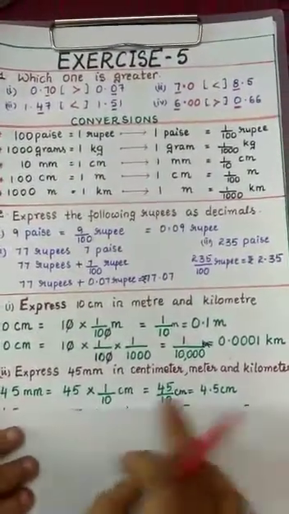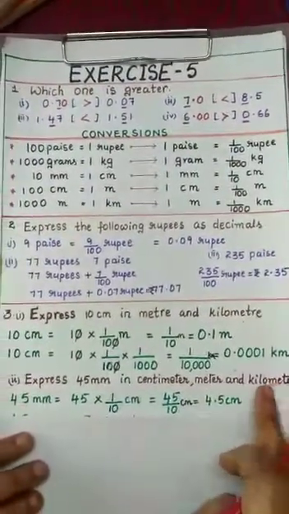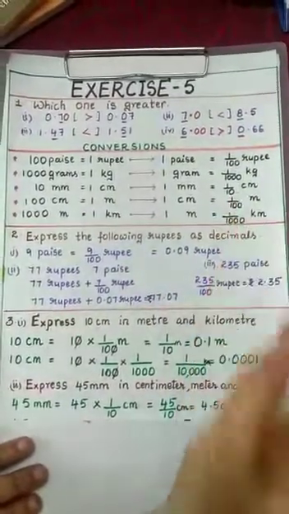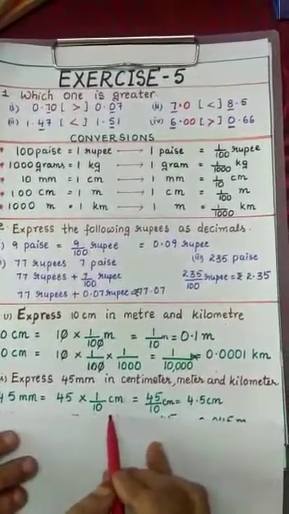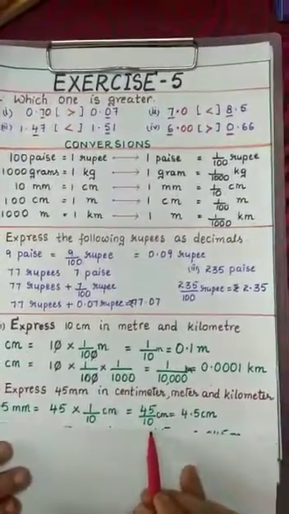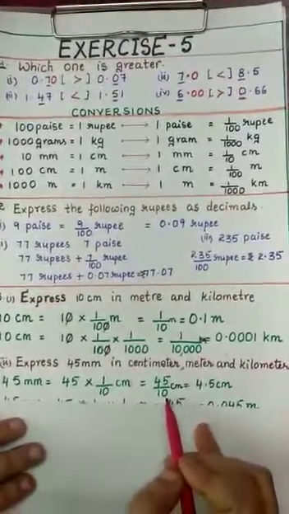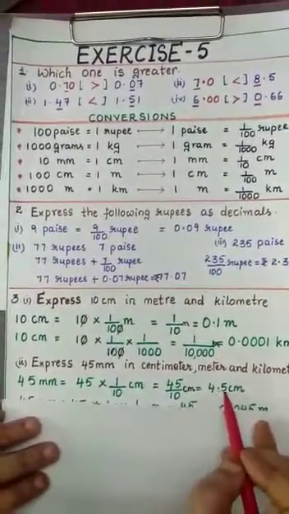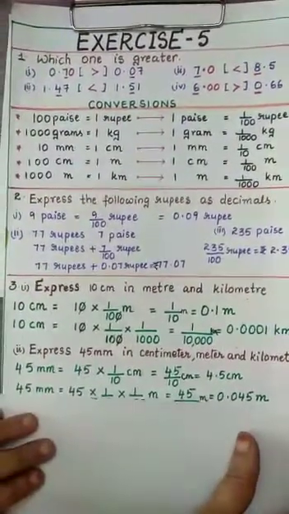Now you see the last sum. Express 45 millimeters in centimeters, meters and kilometers. Now you see here 1 millimeter, how many centimeters? 1/10 of a centimeter. So 45 millimeters is 45 into 1/10 of a centimeter. So 45 ones are 45, 45 by 10 centimeters. So convert into decimal. As we have 1 zero in the denominator, make it 1 place after the decimal. So 4.5 centimeters.